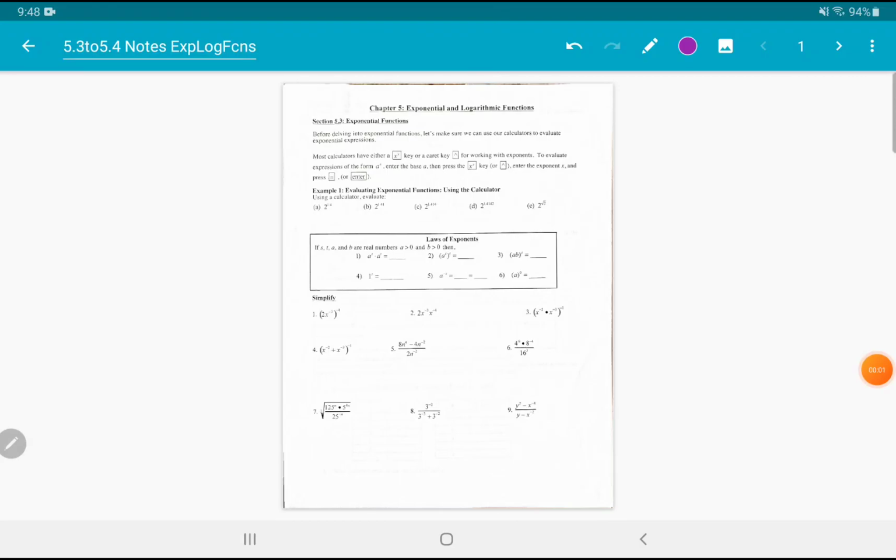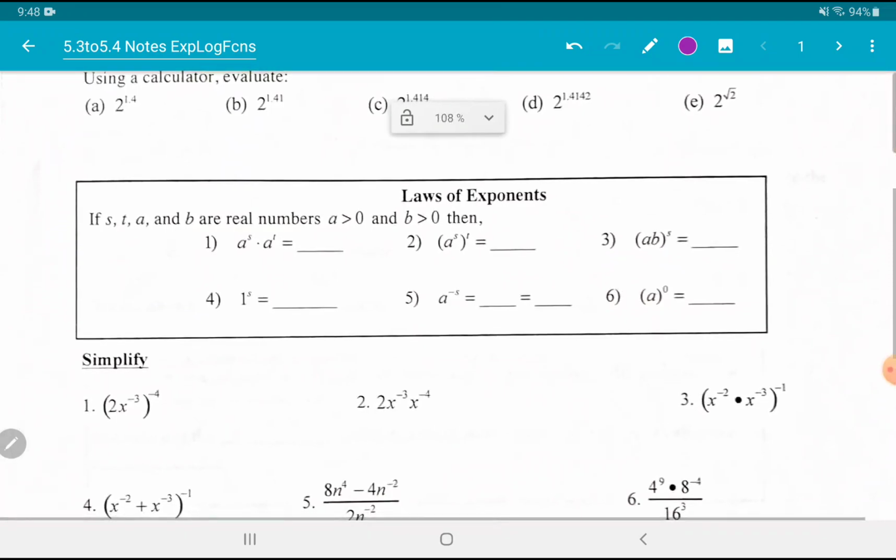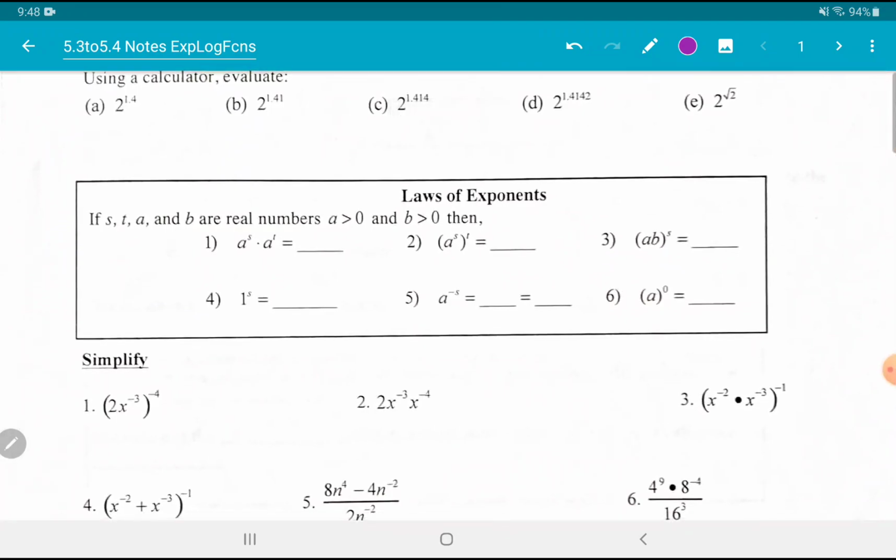In this video, we're going to look at laws of exponents. Let's take a look at our 6 basic properties of exponents here. If s, t, a, and b are real numbers, keep in mind that a is greater than 0 and b is greater than 0 as well.